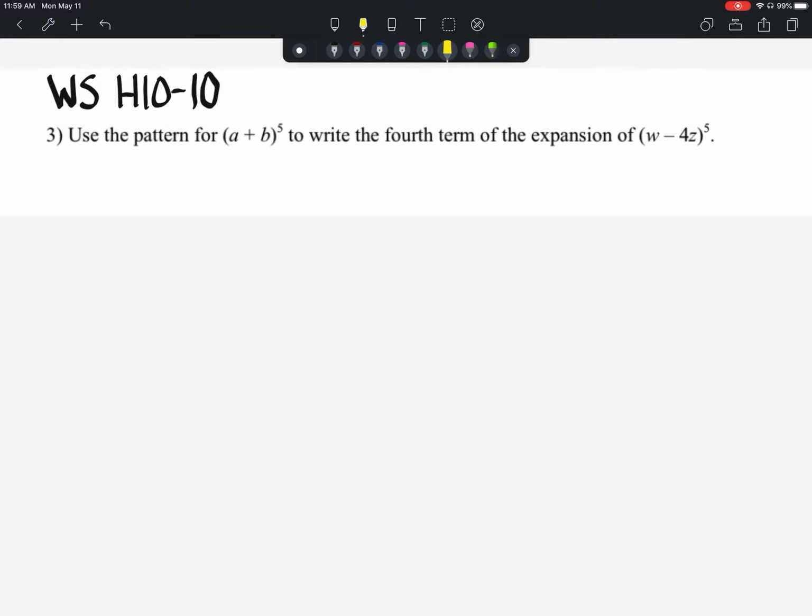This is homework problem number 3 from worksheet H10-10. The directions state, use the pattern for the quantity of a plus b to the 5th power to write the 4th term of the expansion of w minus 4z to the 5th power.